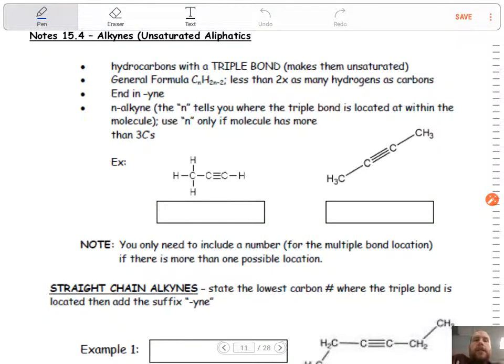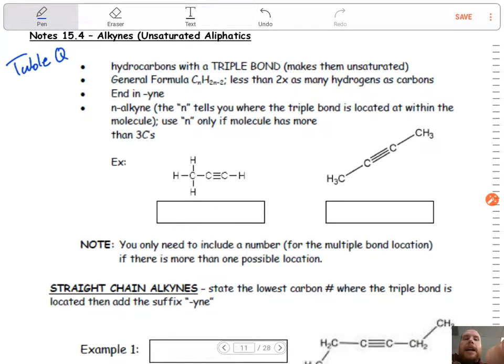Hey guys, this is 15.4. We're going to talk now about the last homologous series that you need to be aware of. One homologous series are alkanes. The second one we talked about in the last video was alkenes, and the third one is alkynes. Now notice on Table Q is where all the information is, to help you with naming.